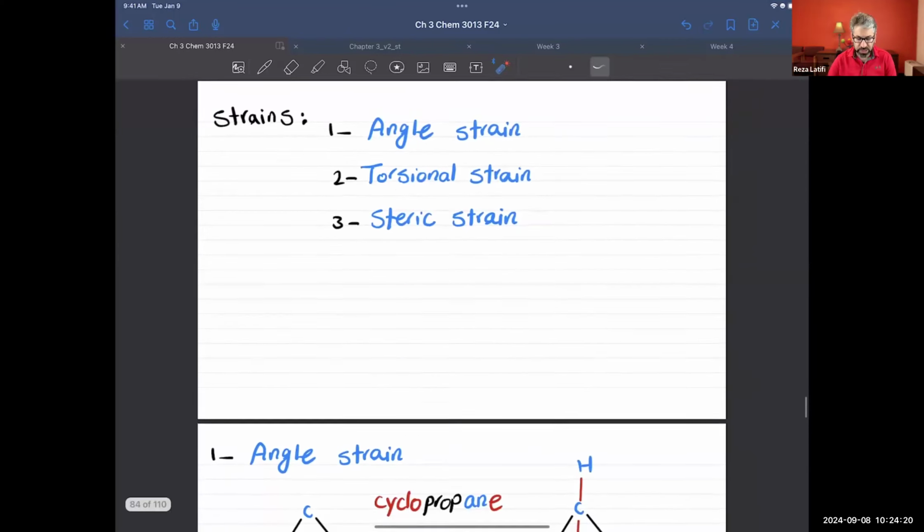Okay. Before I go and present more Newman projections for molecules like ethane, propane, or butane, I want to make you familiar with some strains that we will be dealing with whenever we have a rotation around a single bond. The first one is angle strain. The second is torsional strain. And the third one is the steric effect.